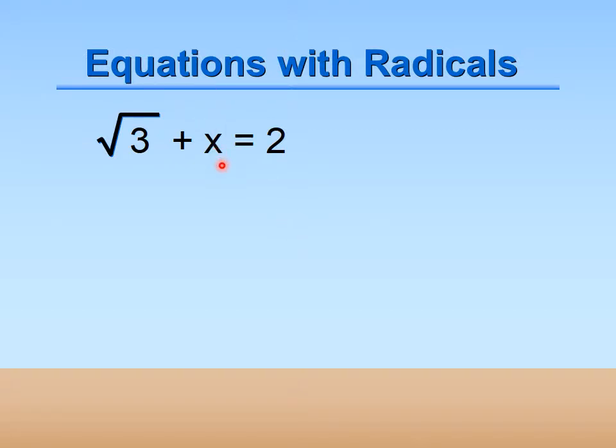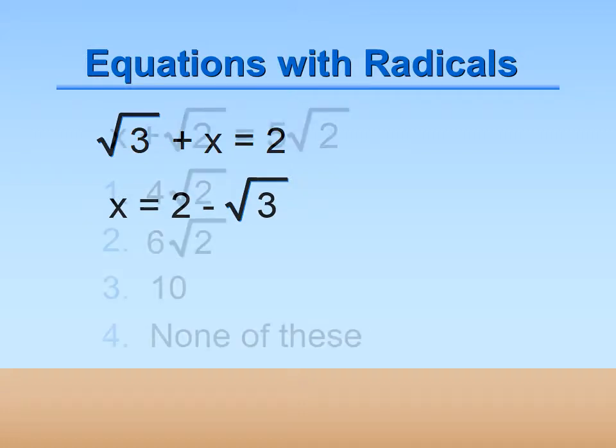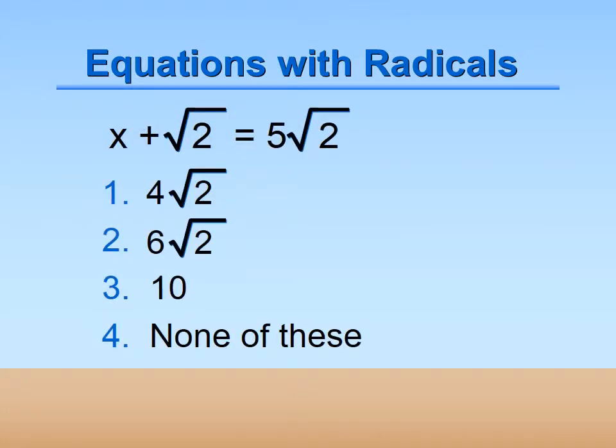itself, which means that we have to get rid of this plus square root of 3. So we're going to subtract square root of 3 from both sides, giving us x is equal to 2 minus square root of 3. Go ahead and see if you can figure this one out on your own.